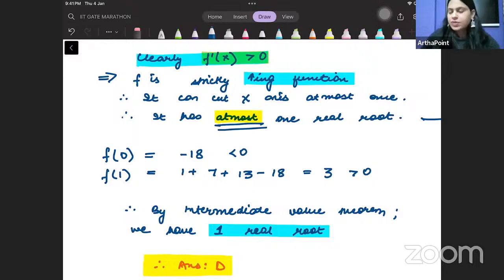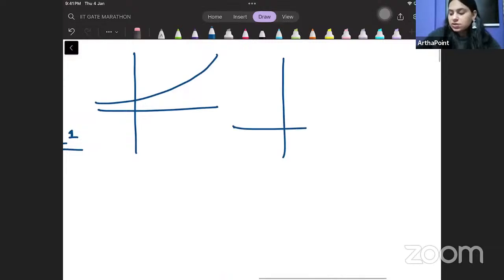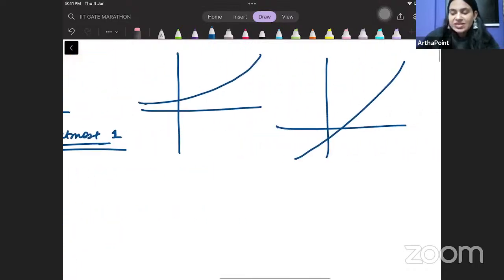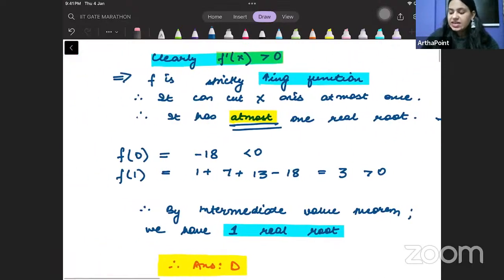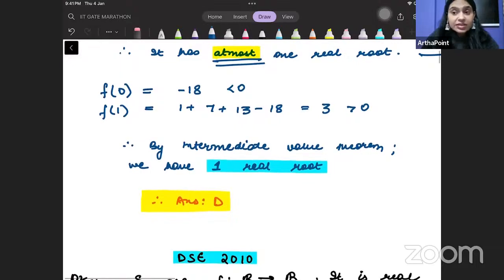At most, maximum. It might also be that the function is increasing but it is like this, so it is never cutting the x-axis. Or it is possible that it can at most cut it once, right? But it cannot cut it more than once because it is a strictly increasing function. So this means that either it is not cutting the x-axis at all, so it will have 0 roots, or it will have 1 root. So currently the two options that we have are that either it has 0 roots or it has 1 root.